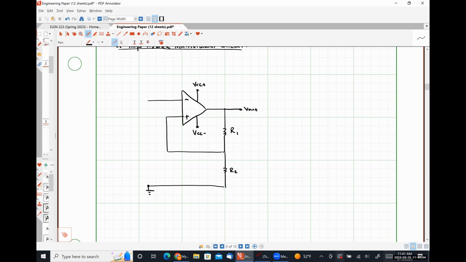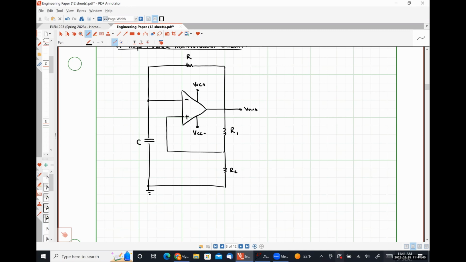All right. So between my inverting input terminal and ground, I'm going to have some capacitance C. And between my inverting input terminal and my output terminal, I'm going to have some resistance R. So let's talk about what's weird about this thing. Anybody have any thoughts?